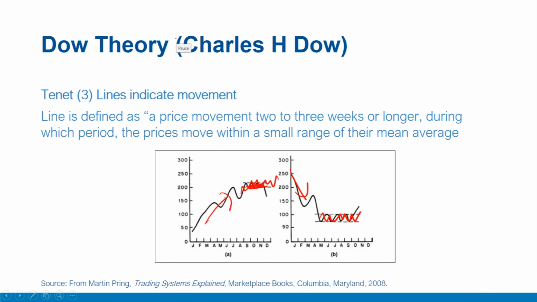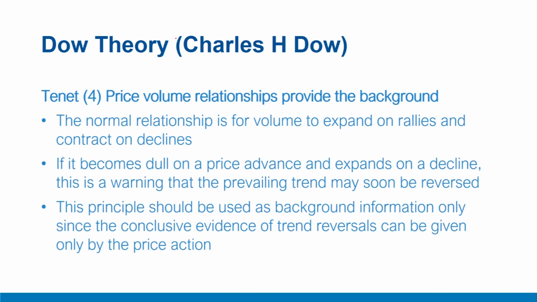Such a movement indicates either accumulation, that is stock moving into strong or knowledgeable hands and therefore bullish, or distribution, that is stock moving into weak hands and therefore bearish. An advance above the limits of the line indicates accumulation and predicts higher prices, and vice versa. When a line occurs in the middle of a primary advance, it is really forming a horizontal secondary movement.